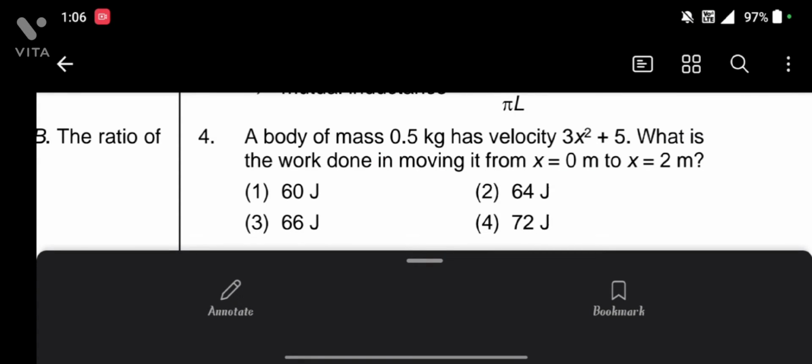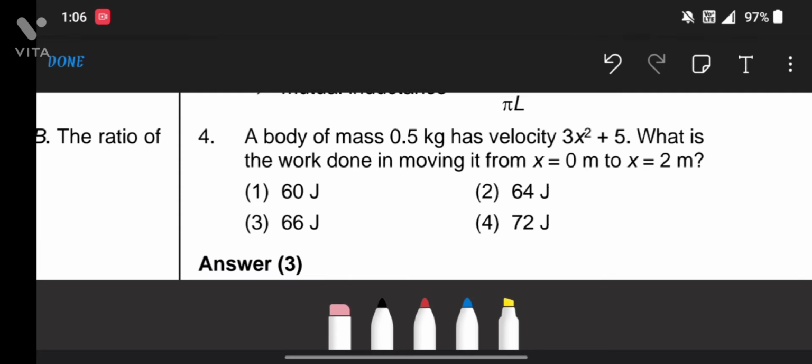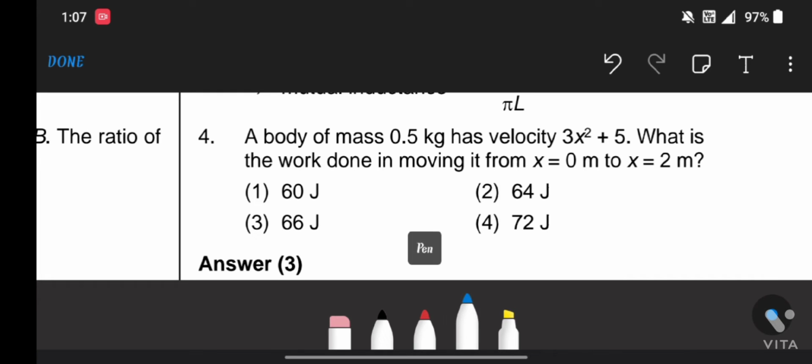So after solving question number 4, the answer that we got was 66 joules. Let us see the options now and see where 66 joules is. Option 1 is 60 joules, so no, it is not. Option 2 is 64 joules, so that is also not the correct answer. We have got 66 joules, option 3. So therefore the correct answer is option 3, 66 joules.